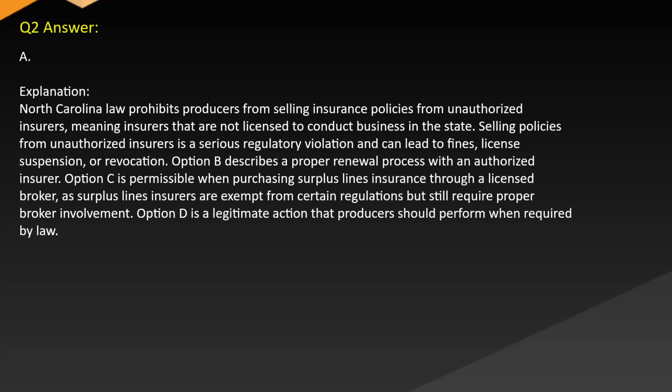Option B describes a proper renewal process with an authorized insurer. Option C is permissible when purchasing surplus lines insurance through a licensed broker, as surplus lines insurers are exempt from certain regulations but still require proper broker involvement. Option D is a legitimate action that producers should perform when required by law.